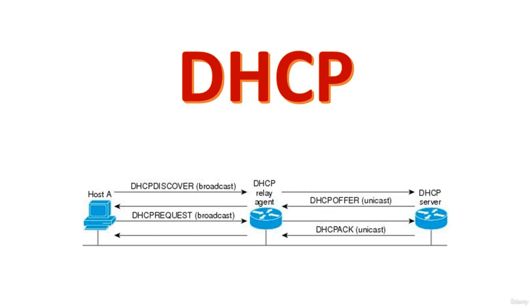Now, a DHCP client may receive offers from multiple DHCP servers and can accept any one of the offers. However, the client usually accepts the first offer it receives. Additionally, the offer from the DHCP server is not a guarantee that the IP address will be allocated to the client.